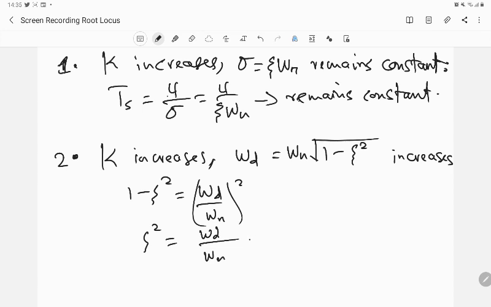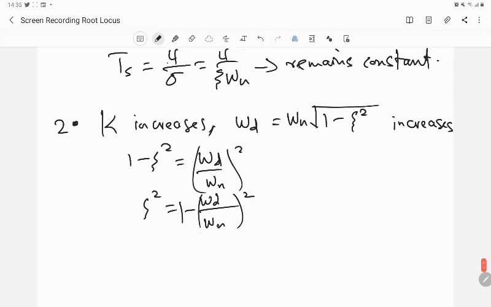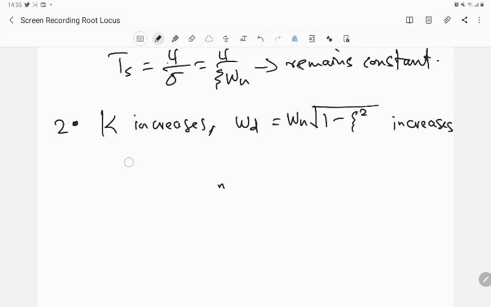Basically, 1 minus that squared. Of course, you know that this is equal to zeta. Okay, so basically what we are trying to say here is, I think we can deduce from here, as k increases, our zeta is going to reduce. Is it going to reduce?